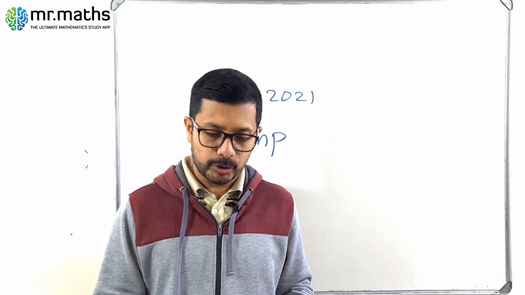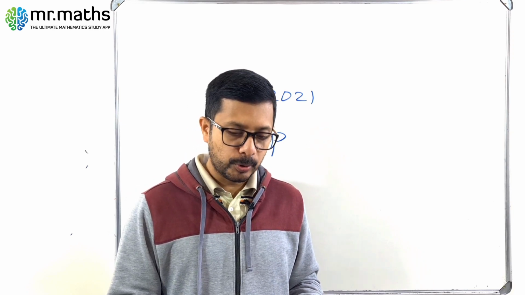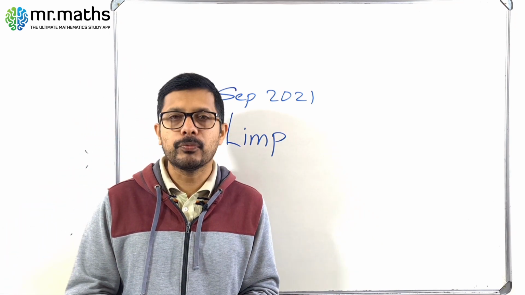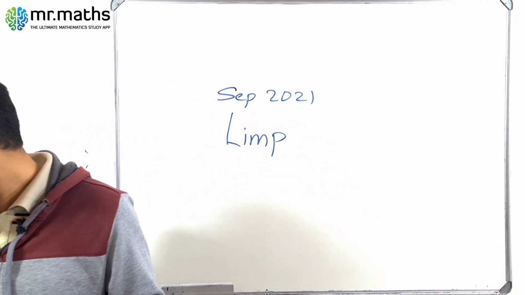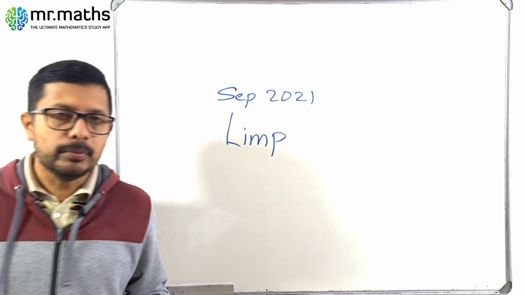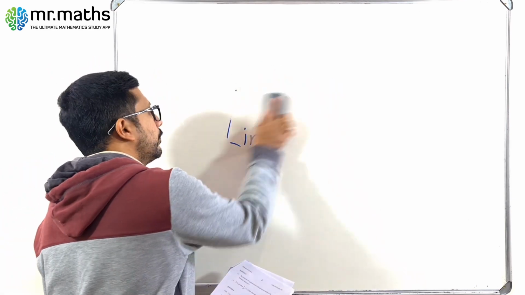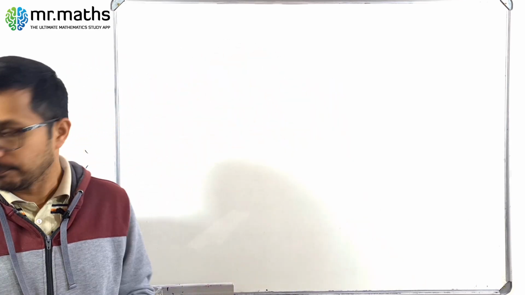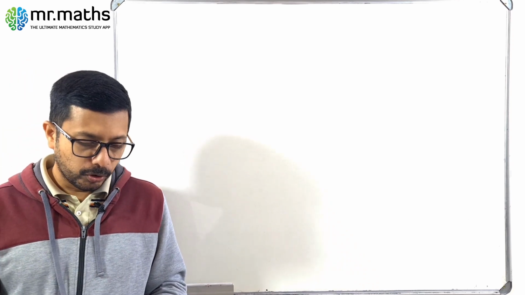Okay, September 2021 Limpopo province graphs and functions questions. That is question number 4, 5, and 6. So listen very carefully. Make sure that the question paper is right in front of you, and then watch the lesson. Okay, let's start. Question number 4.